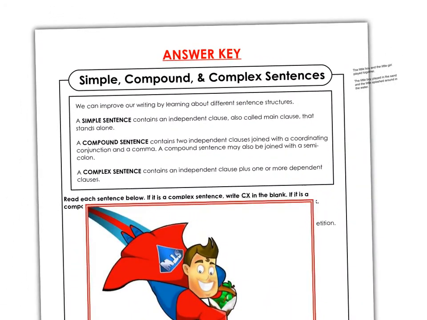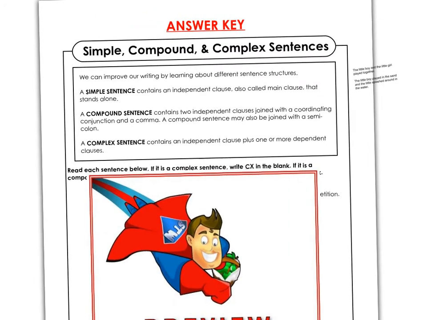So let's start at the beginning, a very good place to start. There's 3 types of sentences we can use in our writing. We can use simple sentences, compound sentences, or complex sentences. Now, a simple sentence is a sentence that contains a main clause that stands alone.